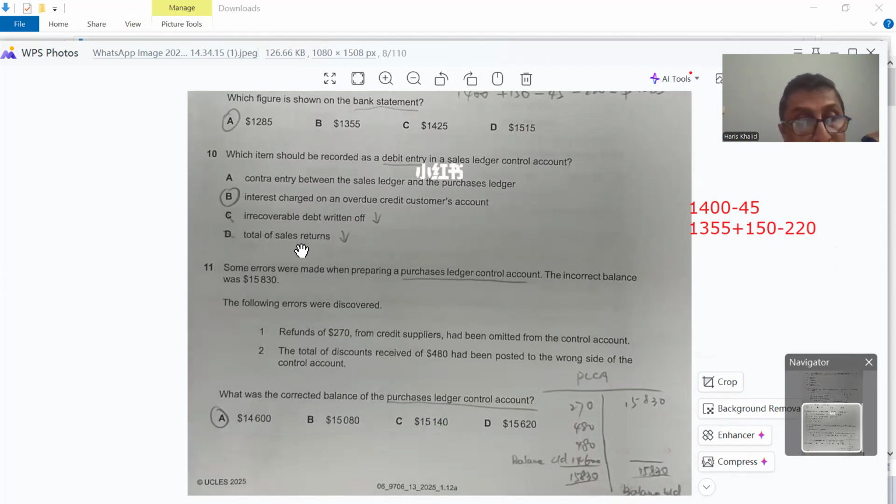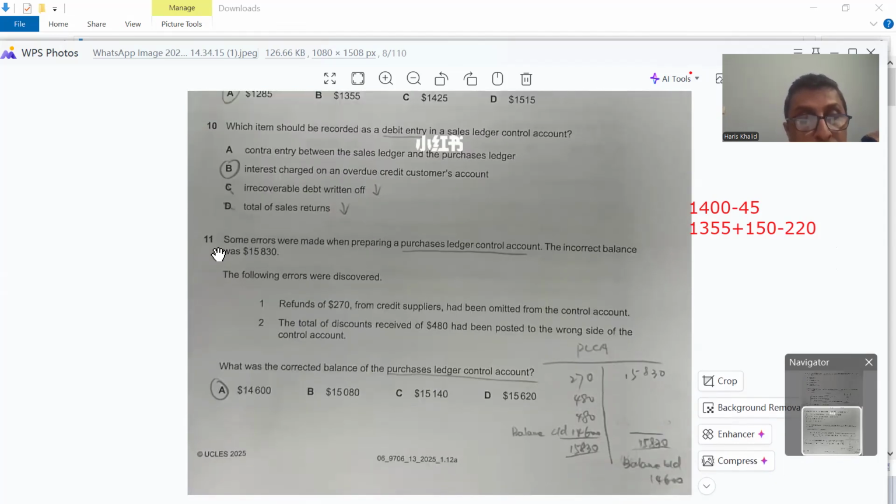Some errors are made when preparing a purchase ledger control account. The incorrect balance was 15830. The following errors were discovered. Refund of 270 from a credit supplier had been omitted from the control account. Total of discount received 480 had been posted to the wrong side of the control account.